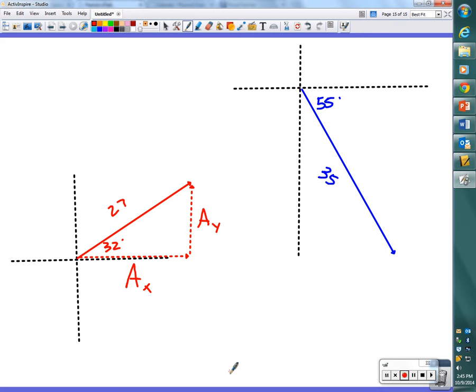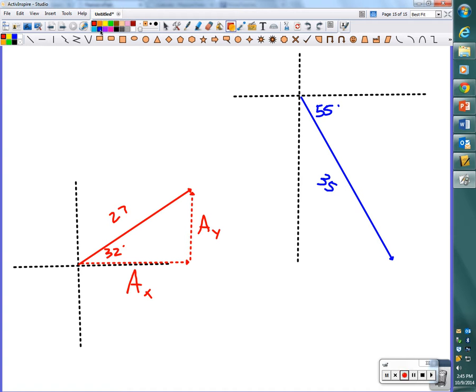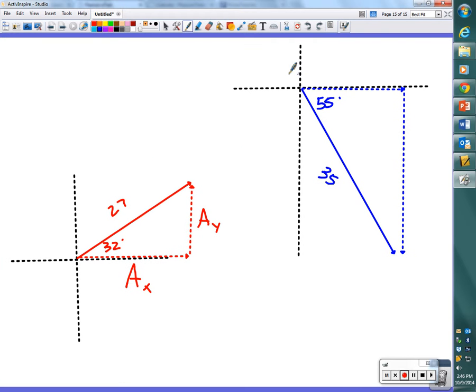If I wanted to, and I do, I'll label that as AX and AY, the x component of A and the y component of A. And then over here, this one has an x component like this, and a y component like this. And I will label that, hold on a second.